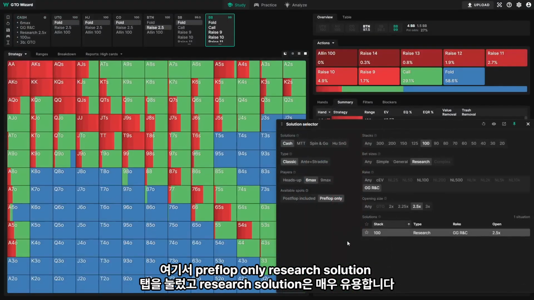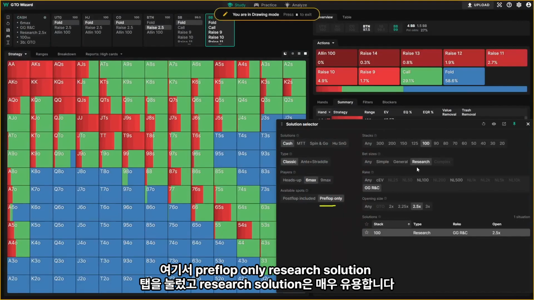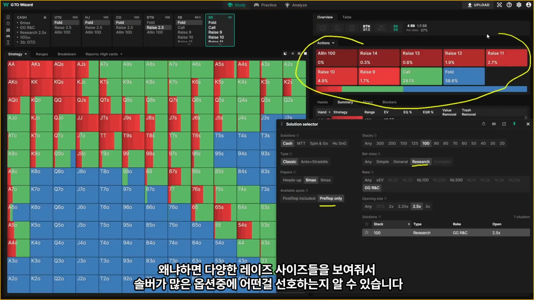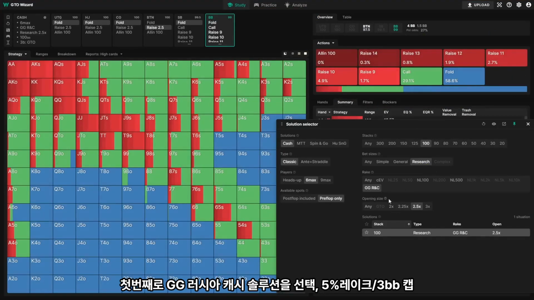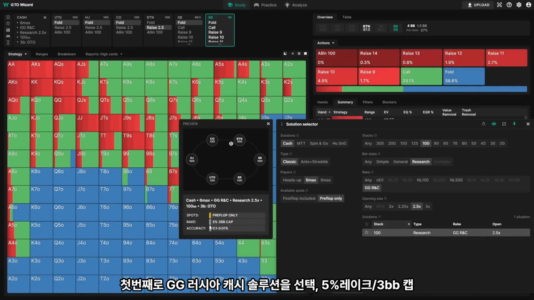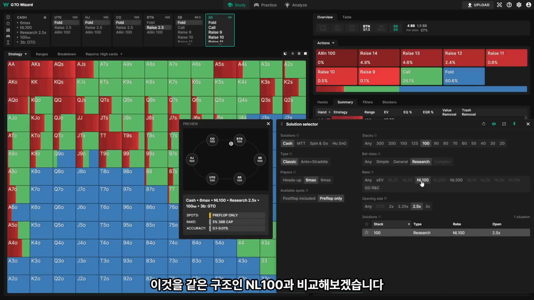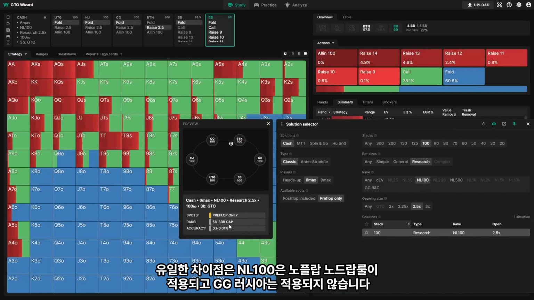So here I've selected these pre-flop only research solutions. And the research solutions are kind of useful because they give you a ton of different raise sizes so you can see what size the solver prefers given many options. First, I'm going to select these GG Russian cash solutions. And again, these have a 5% rake to a 3 big blind cap. We're going to compare this to NL100, which also has the same rake structure.